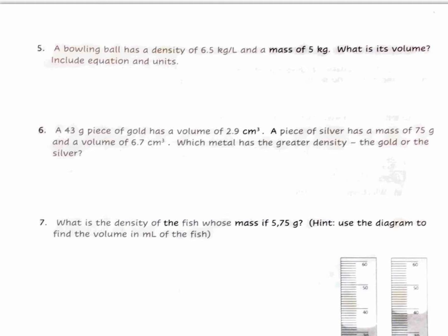Okay, so number 5, a bowling ball has a density of 6.5 kilograms per liter. So I want to write down what they tell me as I read the problem. I've always done it like that. Just helps me keep everything organized. 6.5 kilograms per liter. And it has a mass of 5 kilograms. And the question is asking for volume.